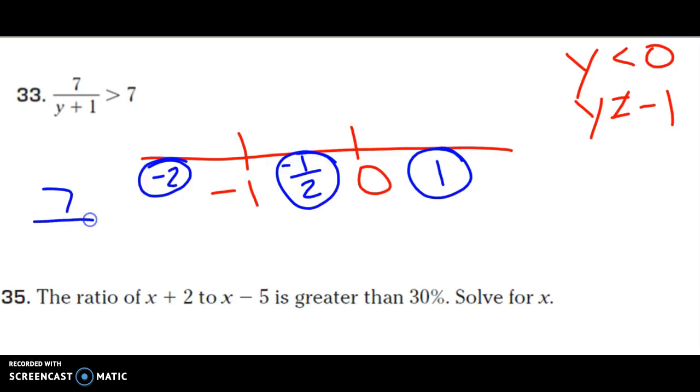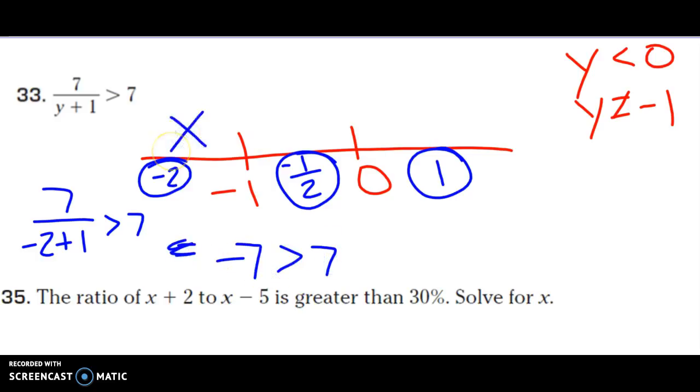So 7 over -2 plus 1, is that greater than 7? Nope, it's not. That's 7 over -1, that's -7. And nope, that doesn't work, so no. All right, throw in -1/2 and see what we get.